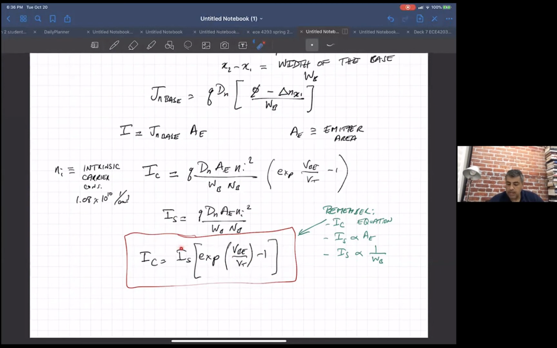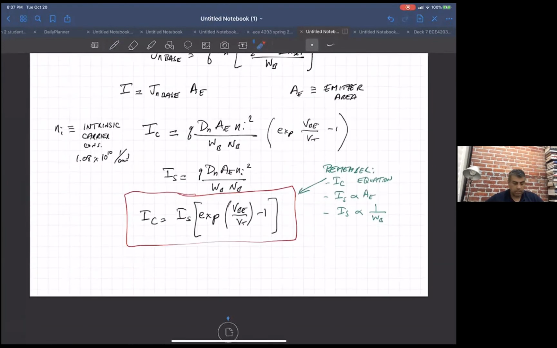But then the I sub S, we'll see why it's important to know it's proportional to the area of the emitter, because that's one way to get more current if you want more current. And the reason I mentioned that it's inversely proportional to the width of the base is it gives you an idea of why you want to make the base very narrow. The narrower the base, the more current you'll get. Okay, so that's our equation.